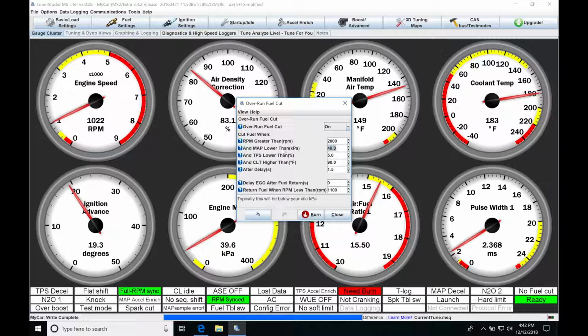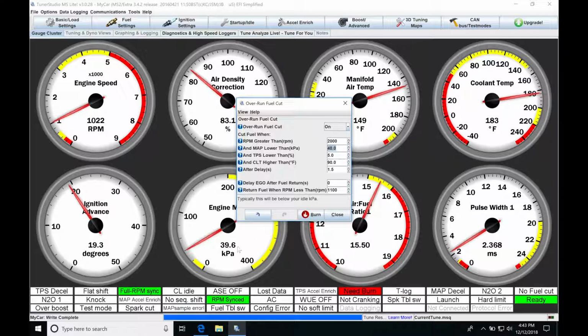Next, we're going to be seeing MAP lower than KPA. We're going to be noticing here at idle, I'm roughly 40 KPA right now in my MAP sensor reading. Now when I lift my throttle, we're going to be noticing that this MAP sensor reading might go to something like 20 or 25 KPA. It's going to go to the lowest vacuum possible. So for MAP lower than, we might set this to something right around what our idle vacuum is at. That should be sufficient to get started.